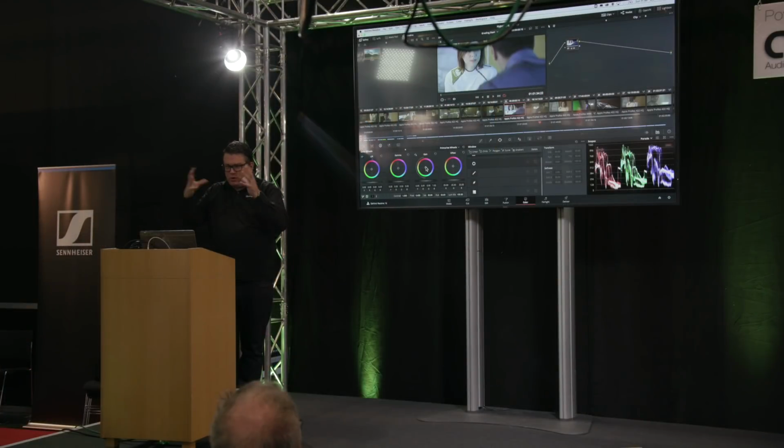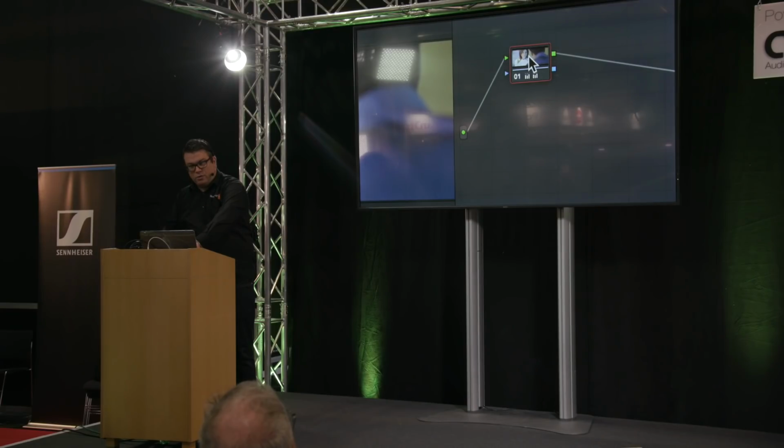But this is what we call a correction. This is your primary correction. Now what we want to do is get a little bit more creative. We want to start to build our grade. So when you color correct, you do it in stages. You don't just do everything all in one go. And this is why we have nodes. So you can see, all I've been doing so far is simply using one node.